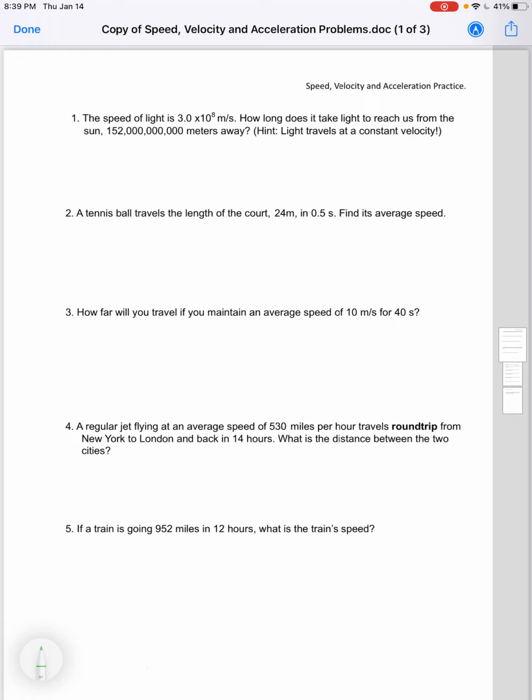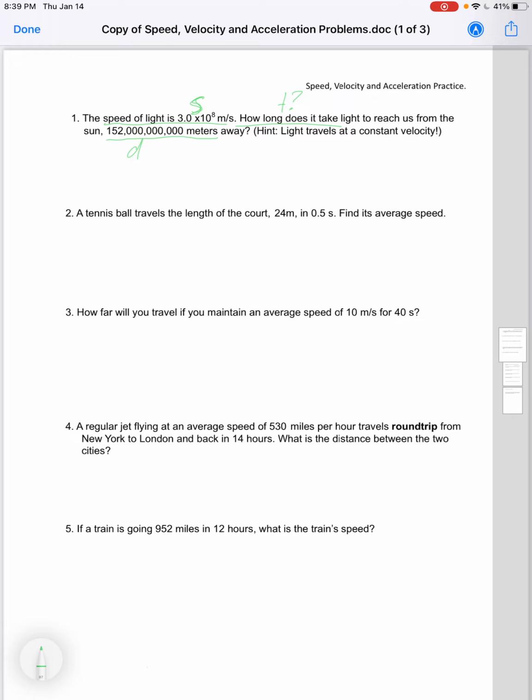Okay, so speed of light is 3.0 times 10 to the 8th meters per second. So that's my speed. I'm not gonna write it on the side like I usually do because these are long numbers. How long does it take light to reach us? So I'm looking for time. And the distance is 152 billion meters away.